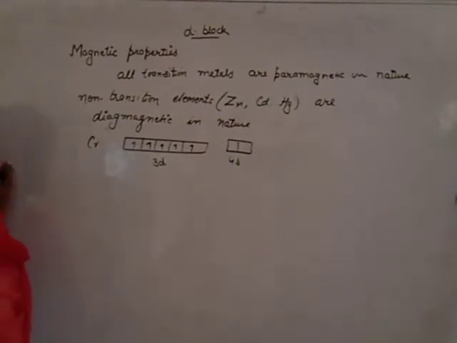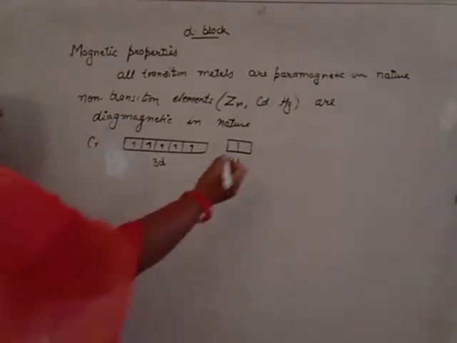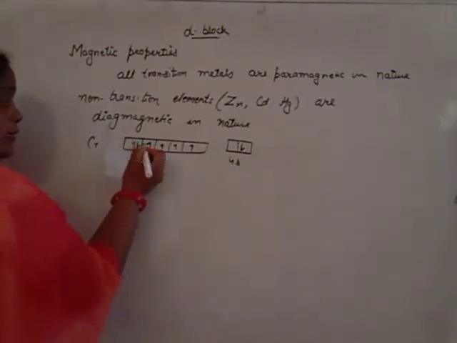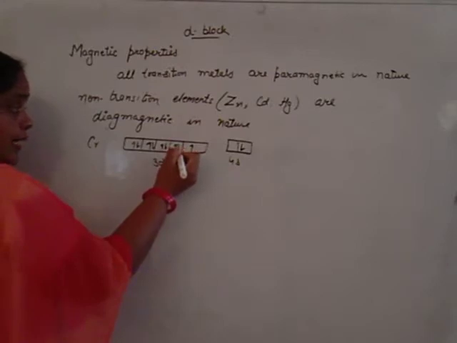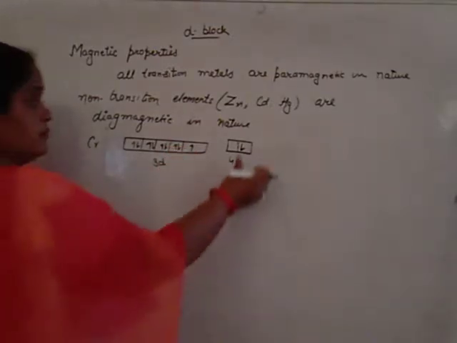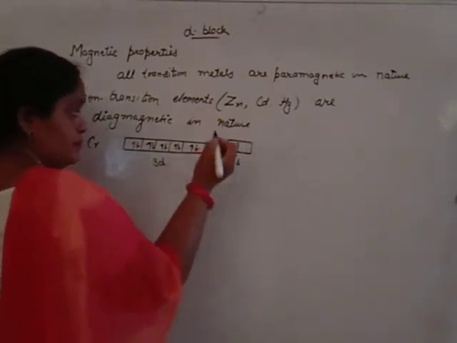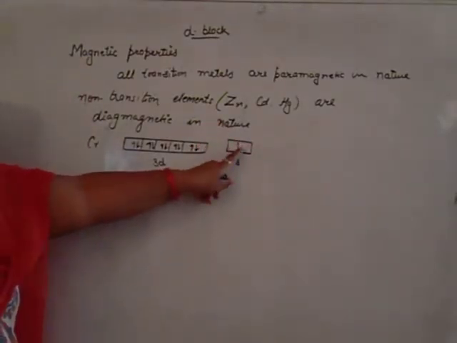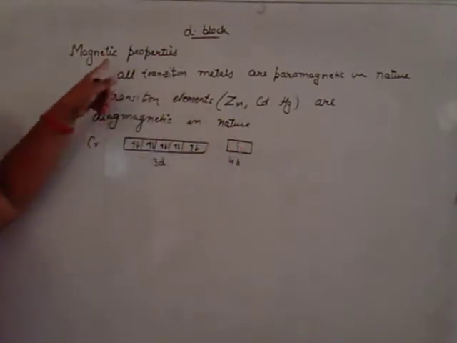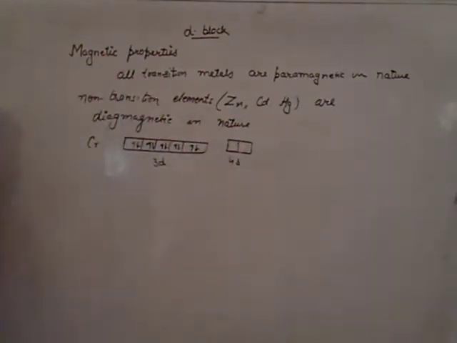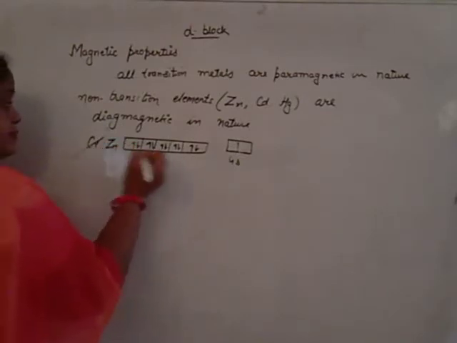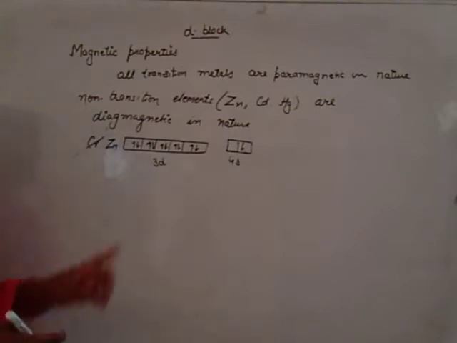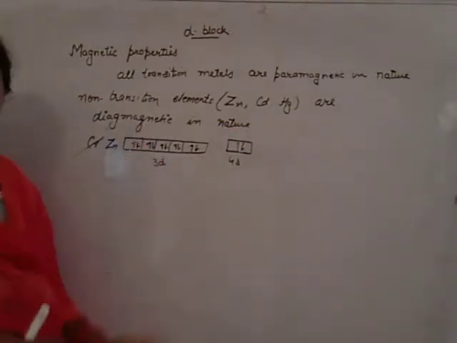After chromium, when electrons are added, at manganese pairing will start. After manganese come iron, cobalt, nickel and copper. Copper is 3d10 4s1, but yet it has one unpaired electron in the outermost shell. It is a transition metal. But at zinc, all are fully filled paired electrons. If all electrons are paired, they are diamagnetic in nature.